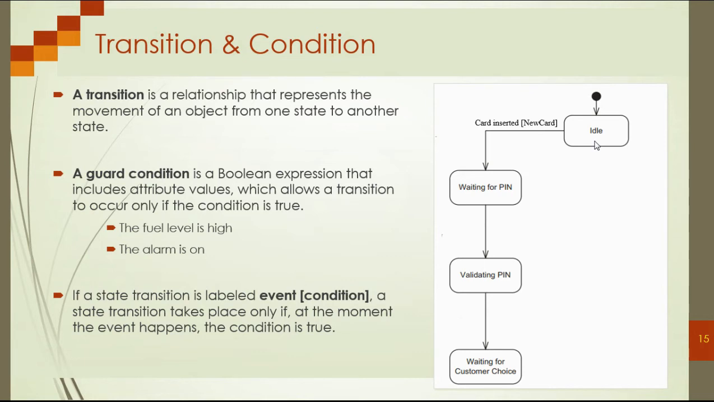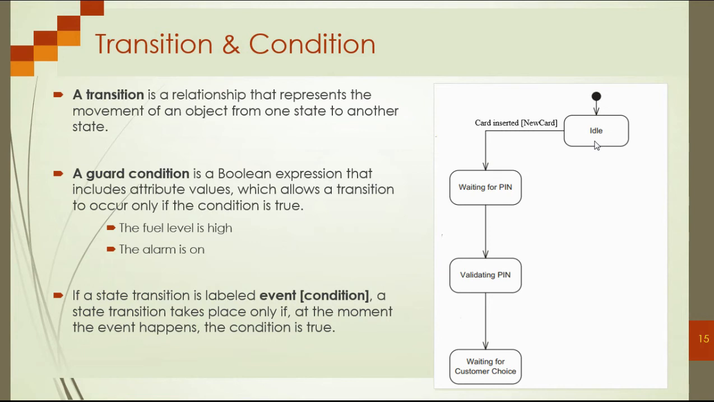So sometimes the event comes with actions. So in order to move from one state to another state, this condition should be true. For example, when the user inserts the card, the system checks whether this card is new or old. If new, the system will move to another state. Otherwise, the system will stay in the same state.